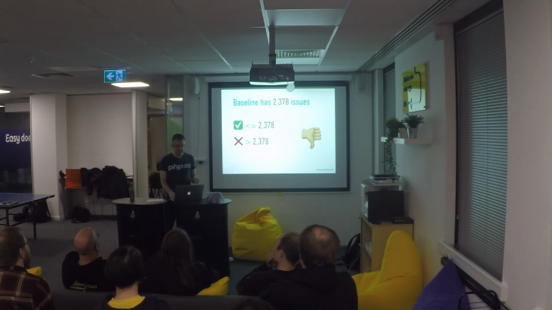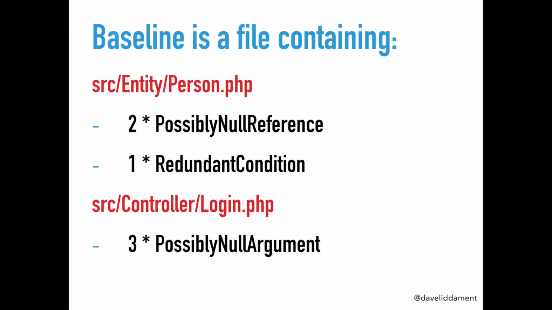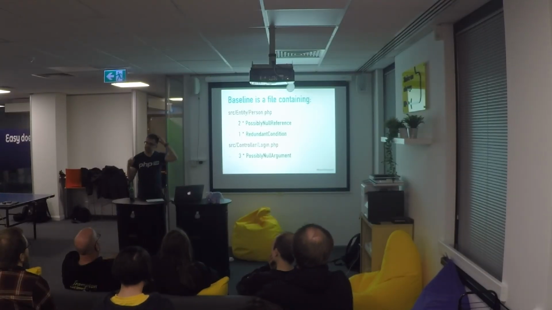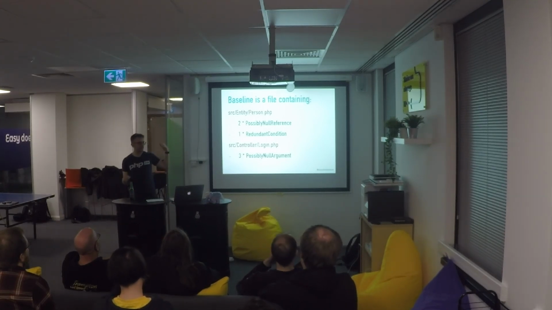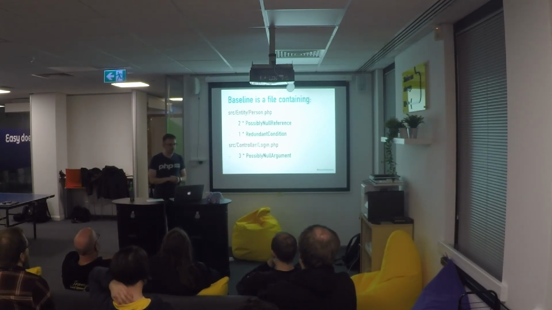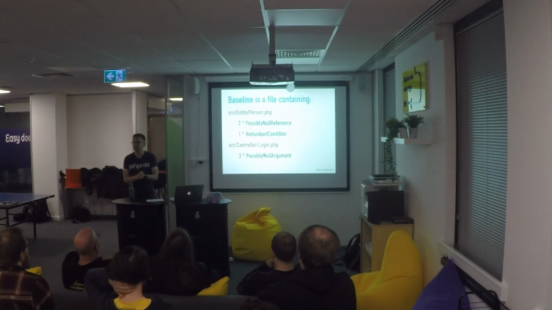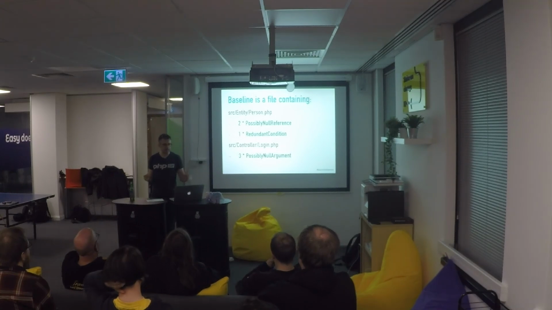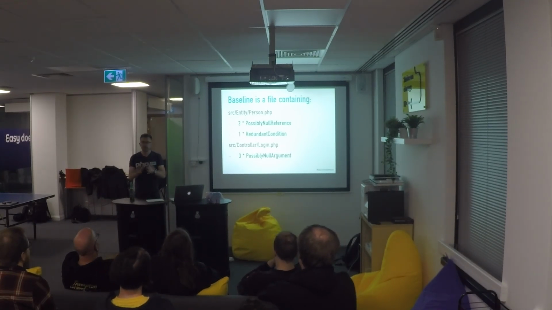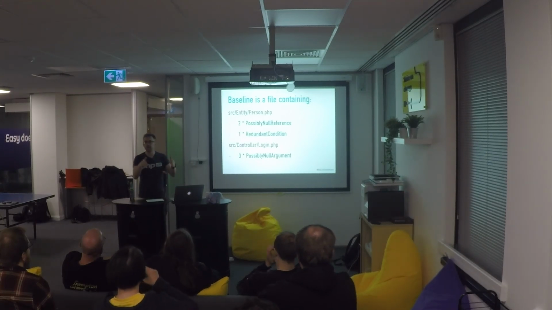So another way we could do this is we could make our baseline up by going through each file and each type of issue that's raised. So we could say, for example, in source entity person, we've got 2 lots of a possibly null reference and 1 lot of a redundant condition. And in our login controller, we've got 3 lots of possibly null arguments. So this is our baseline. Instead of looking at everything in the whole project, we zoom down to a file and a type.